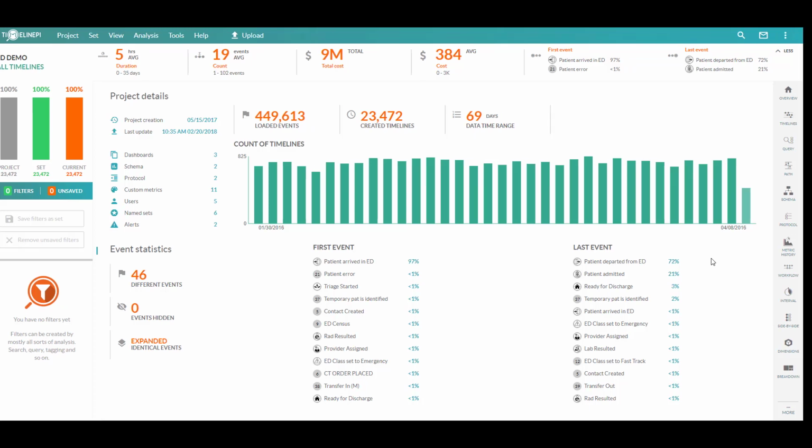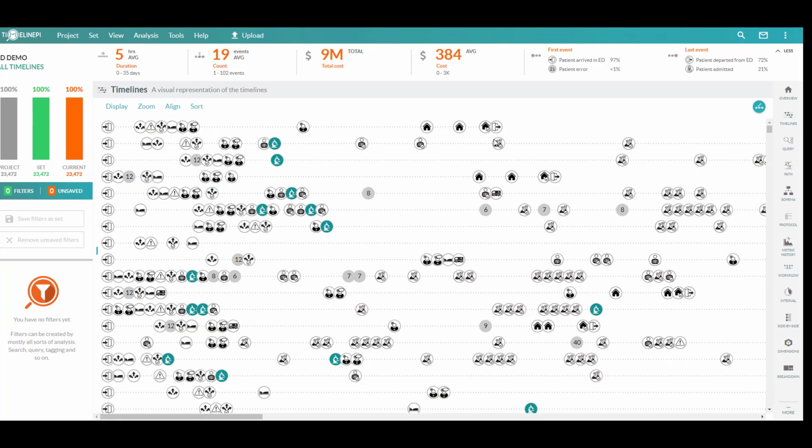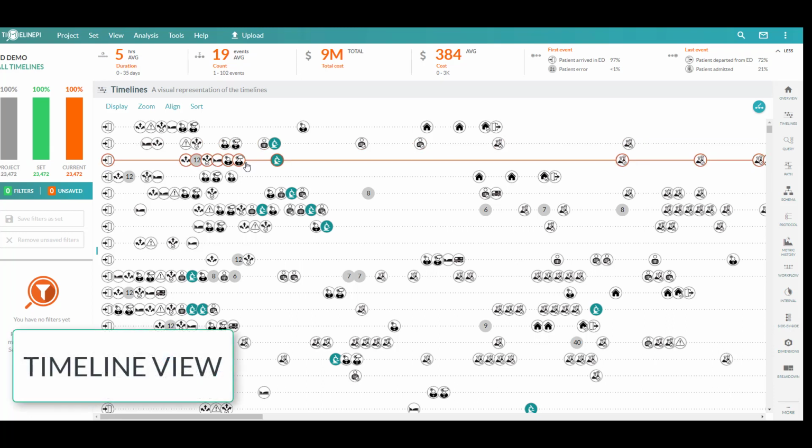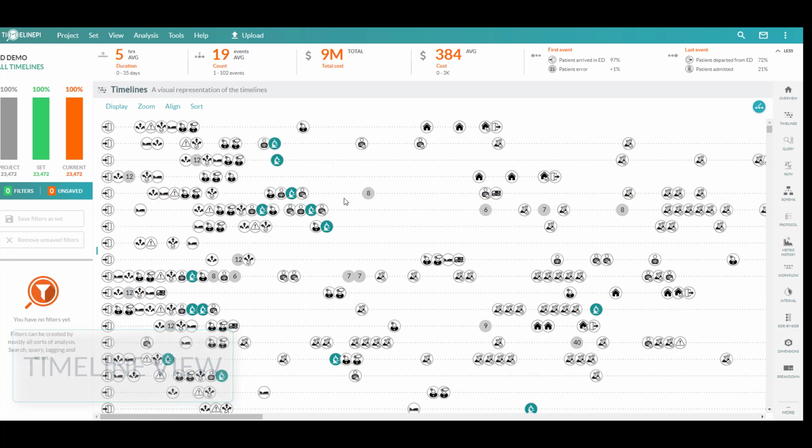So let's start by taking a look at our process instances, which in this case represent a patient stay within the emergency department. So we can see each one of these horizontal lines represents a separate encounter with a patient in the ED. These icons represent an event or a step that's happened along the way as a part of their stay. Now, I want to ask a question about a specific scenario.